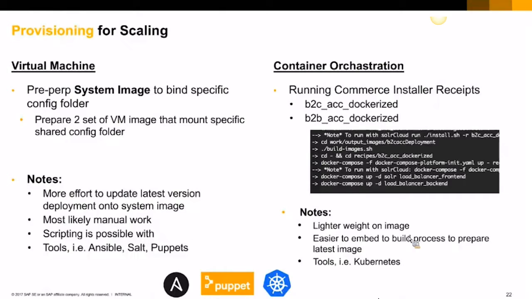So it will be easier, since Docker is already quite lightweight and usually tied into the build process. Every single time we build a new release of the source code, it will be easier for us to prepare the latest image whenever we need it for scaling. So we can make use of tools like Kubernetes or maybe a manual command here.